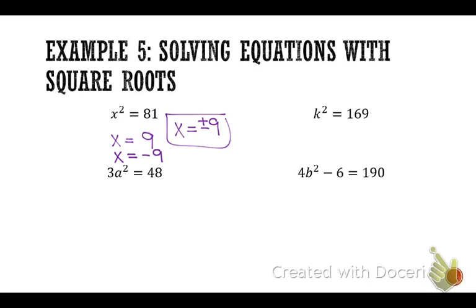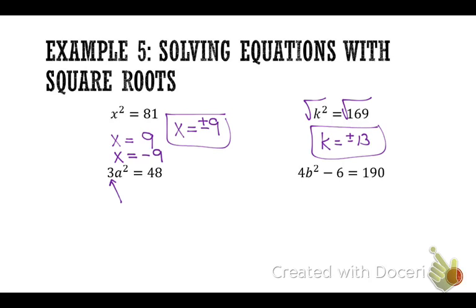Okay, so based on how we just did that one, I want you to do the top right problem. K squared equals 169. Go ahead and do that problem. Okay, so I take the square root of both sides, and what's the square root of 169? Positive, negative, 13. Who got that right? Positive, negative, 13. Good.